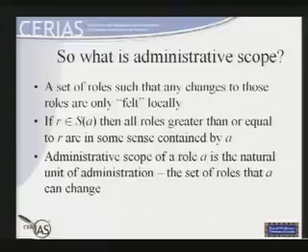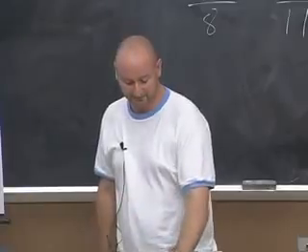This is a much more accessible slide. So what is it? All right. So the idea is that the administrative scope is a set of roles which, if you make changes to them, it's only felt locally in some way. And if a role is in the administrative scope of an administrative role A, then all roles greater than or equal to that role are in some sense bounded by A. And when you see a picture, this will become clear. But I'm claiming that this is a natural unit of administration for this role A.